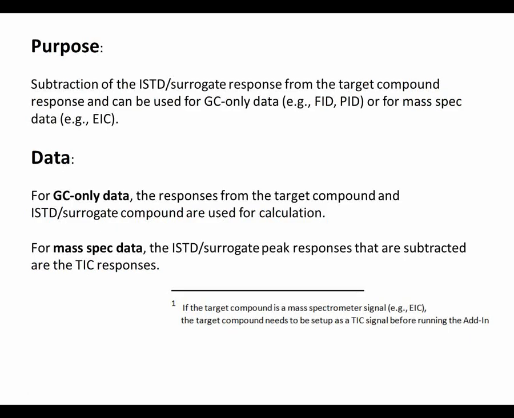Let me walk you through the demo now. I'm going to show you GC only data, which is typical for TPH analysis. You can also do it with mass spec. As pointed out, the ISTD or surrogate peaks that will be subtracted are the TIC responses.